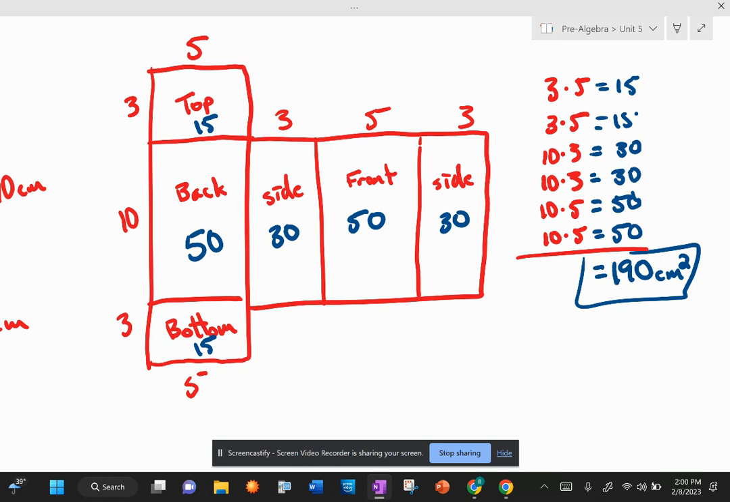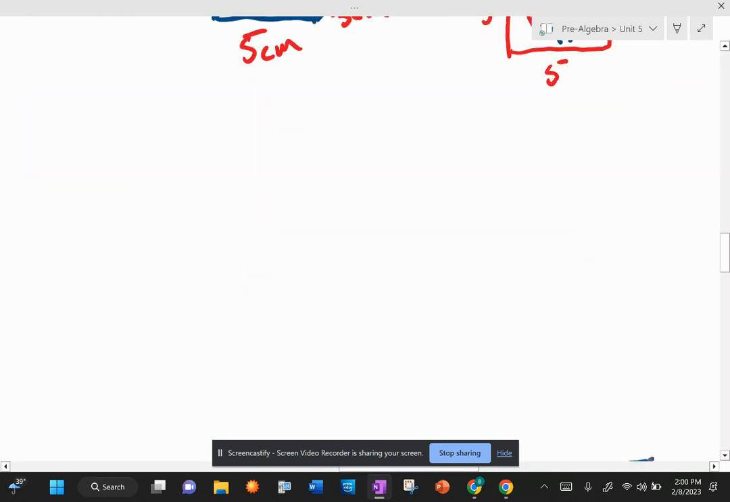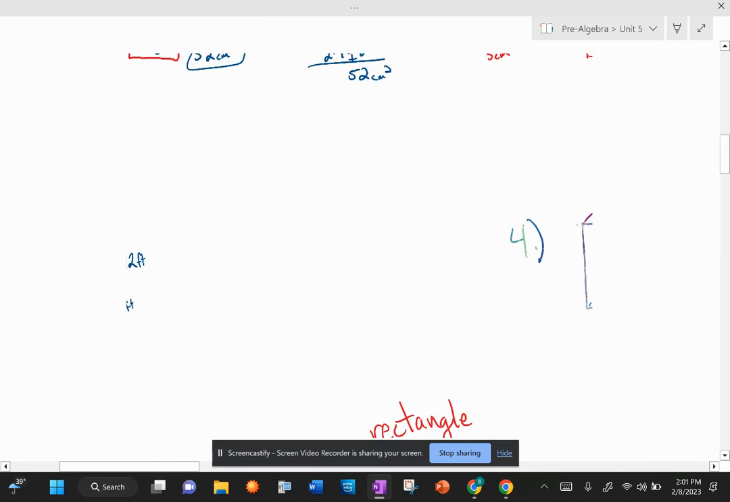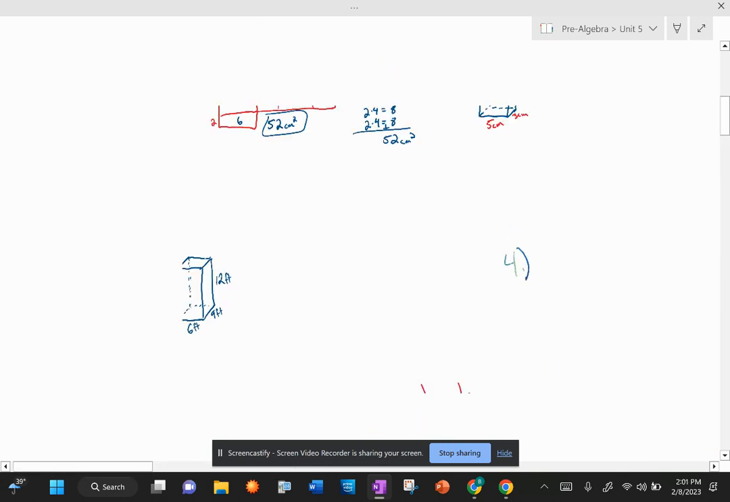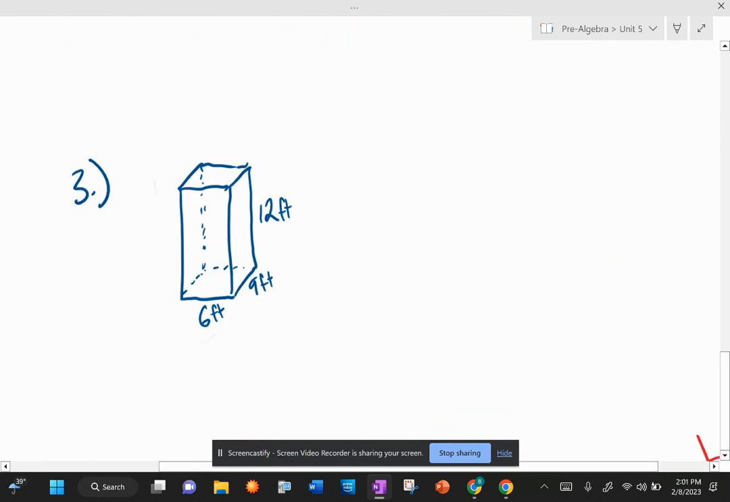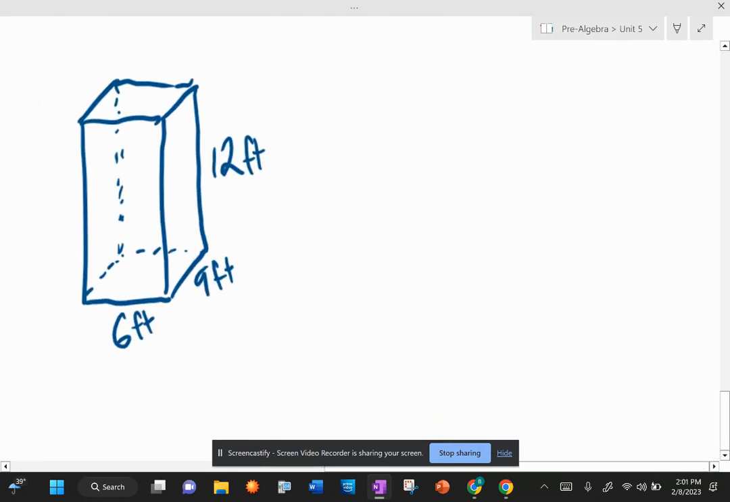All right, let's do another one. Okay, 6 is your length. 9 is your width. 12 is your height. I would love for you to try and draw out the flat box, if you can. It'll be good practice.